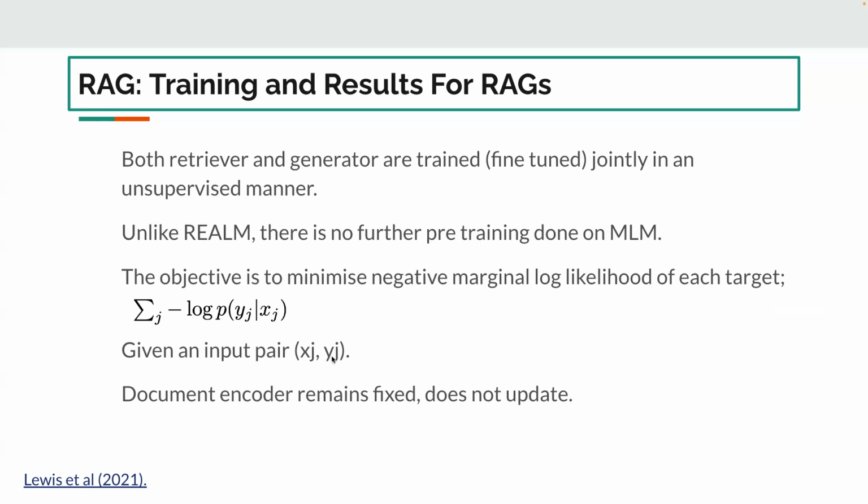So for example, if you're doing this on an open domain question answering task, you would have a gold answer and then you would have a question. You want to minimize the negative log likelihood of getting that answer.